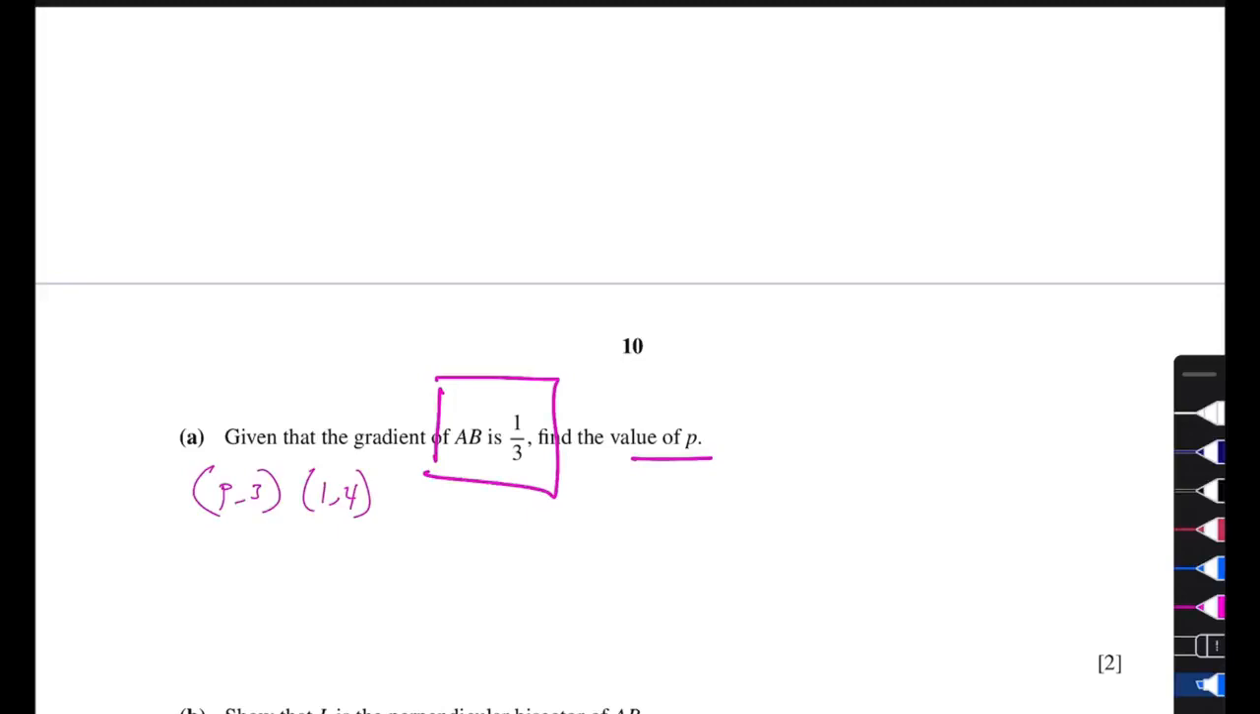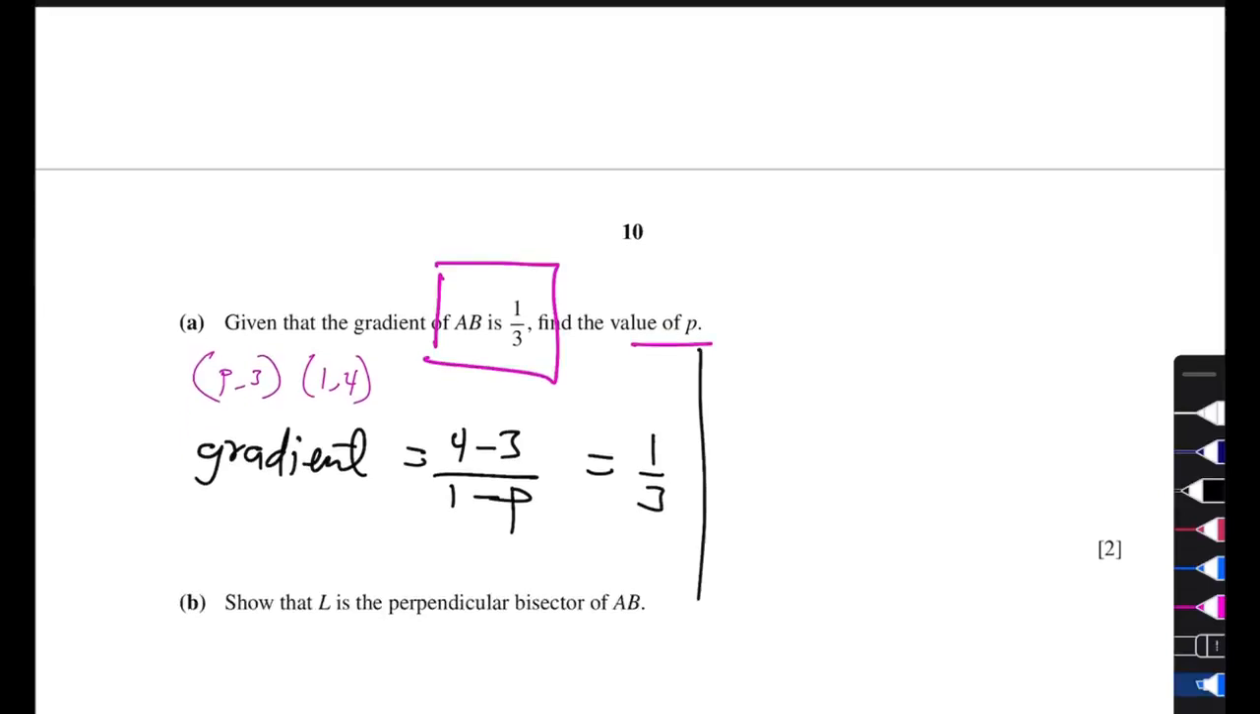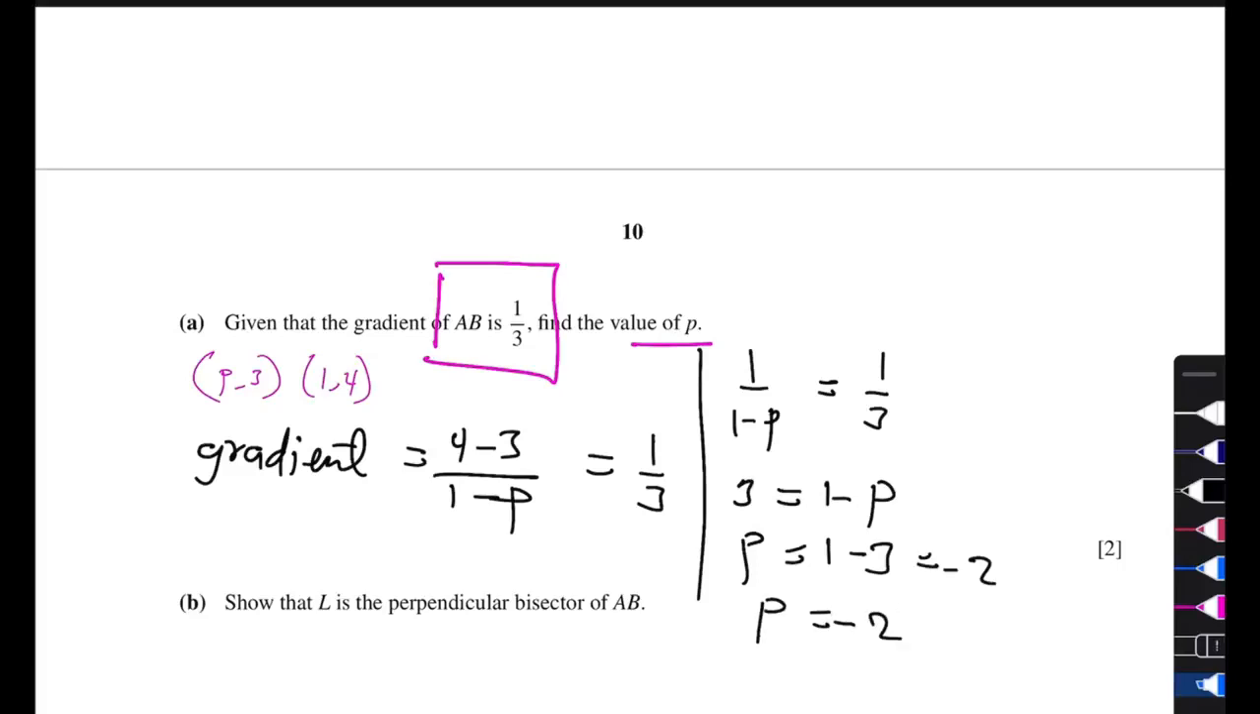So gradient is basically going to be (4 minus 3) over (1 minus p), and that is equal to 1/3. That's what the question is telling us. So we have 1 over (1 minus p) is equal to 1/3, which means 3 is equal to 1 minus p, so p is 1 minus 3, giving us -2. So p is -2, at least according to my calculation. You can verify that for me later on.